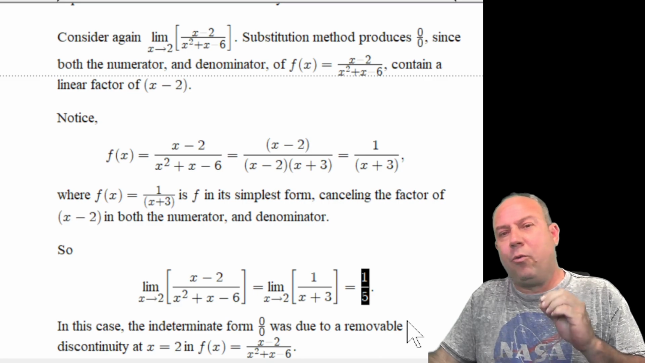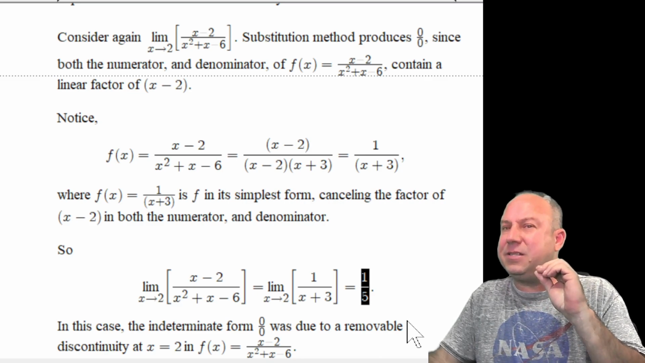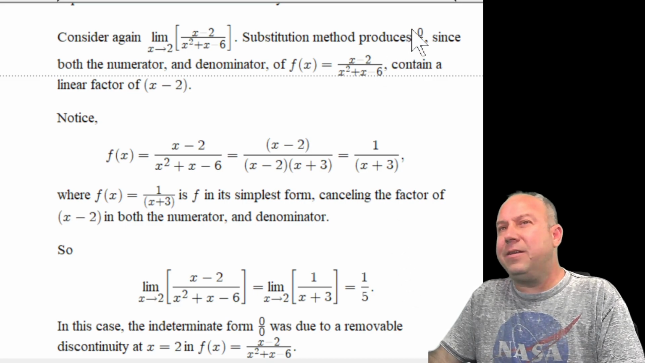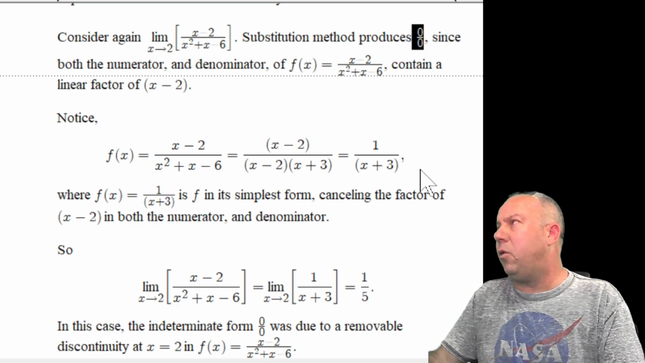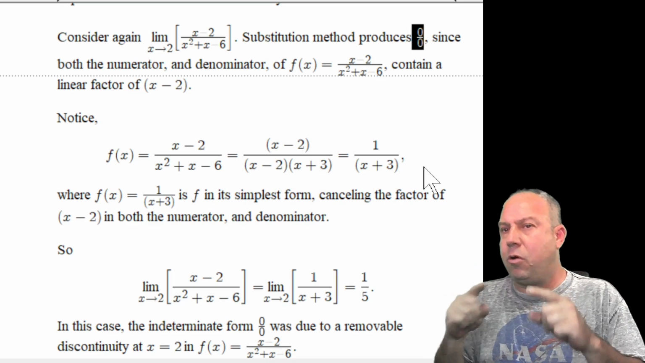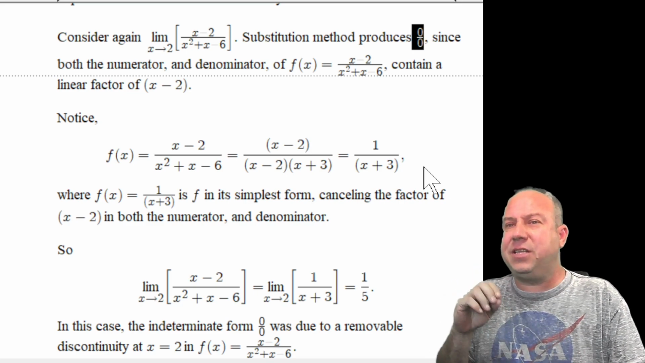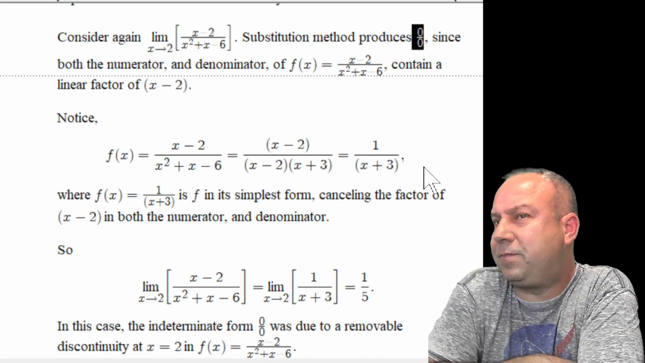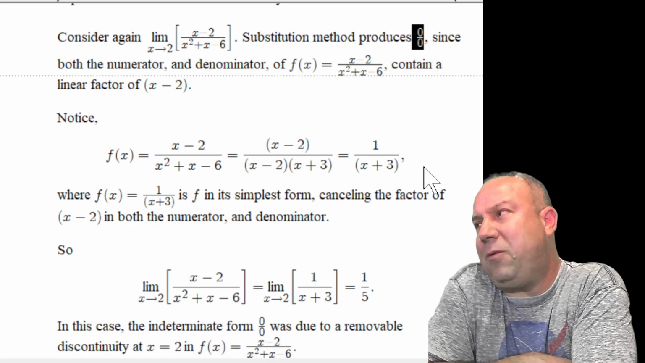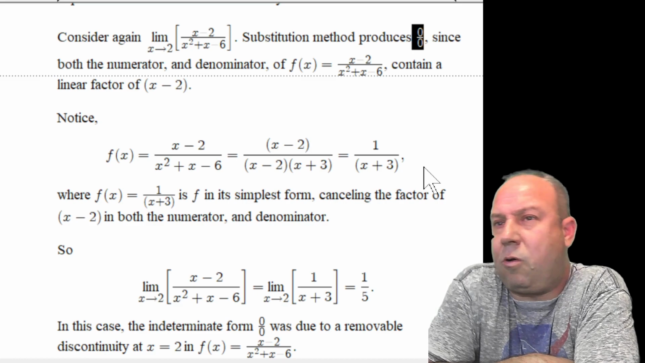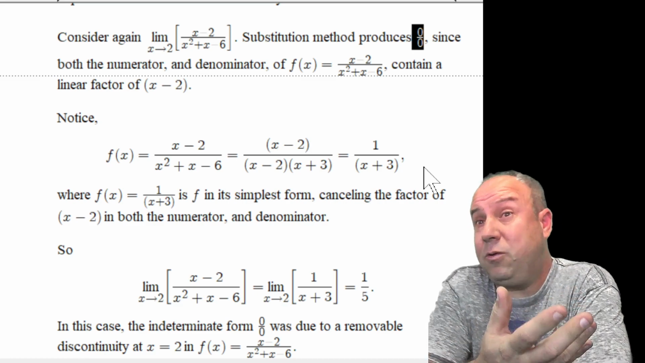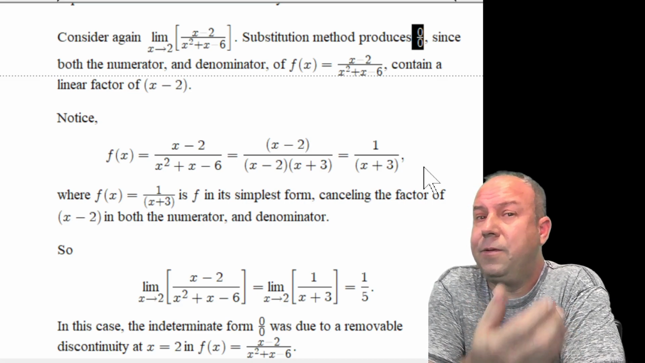All right, 1/5 is the value for that limit, right? And there's no way we could have told ourselves that 0 over 0 was actually equal to 1/5 from the form 0 over 0. And notice it's not 1 or 0 or undefined in value. It's the value of 1/5.